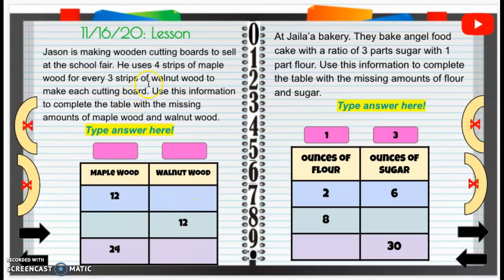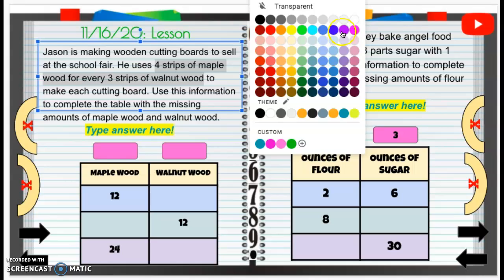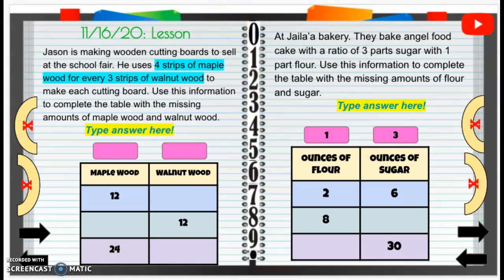So what we can do, look, in our scenario, it says he uses 4 strips of maple wood for every 3 strips of walnut wood. That is going to be helpful to us. So 4 strips of maple wood for every 3 strips of walnut wood. So I put up at the top some boxes that you can type in to help us fill out this table. So 4 strips of maple wood.